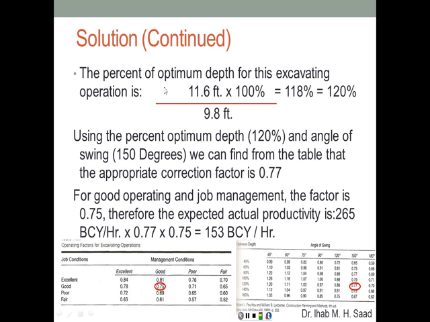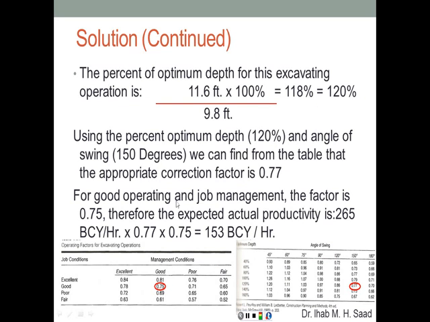Now the actual production is going to be based on the modifying factors. The optimum depth was 9.8 feet, the actual depth is 11.6, which represents 118%, or almost 120% of the optimum depth. So using the percent optimum depth of 120% and an angle of swing that was given as 150 degrees, we're going to find from the table here that 120% and 150 degrees gives us a modifying factor of 77% or 0.77.